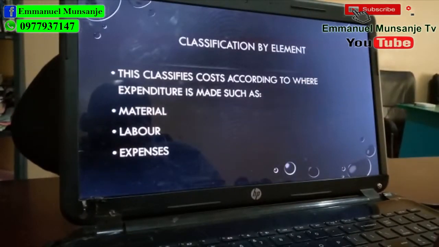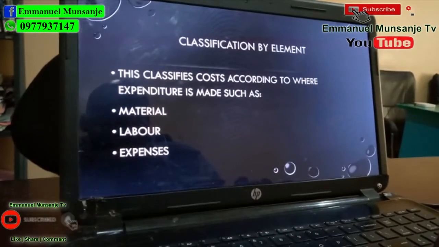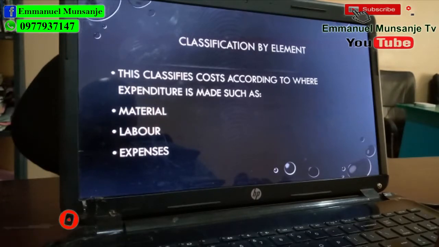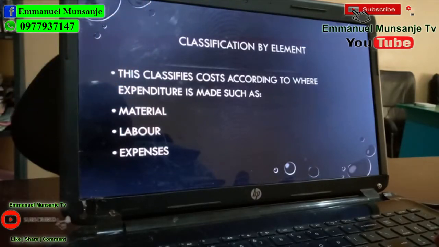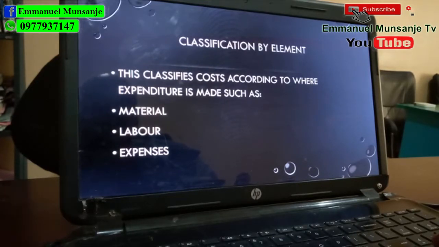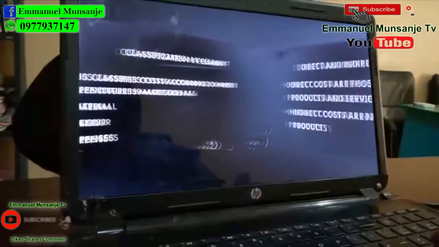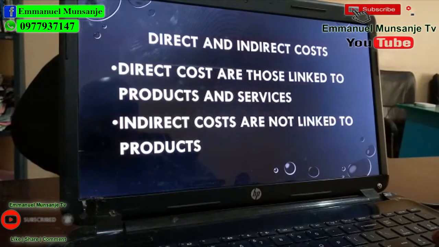If you are classifying the cost by element, it means you want to narrate where your expenditure went. You can classify it as material costs, which means you spent on materials. You can classify it as labor cost, which means you spent on labor. Or you can classify it as expenses, which means you spent on expenses. That is classification by element.